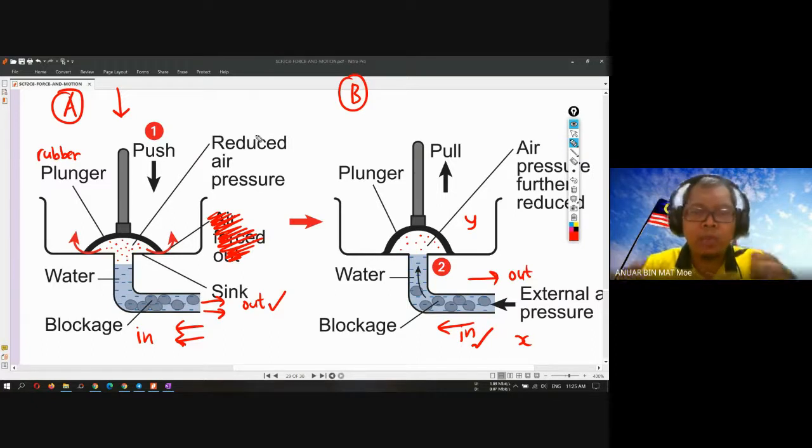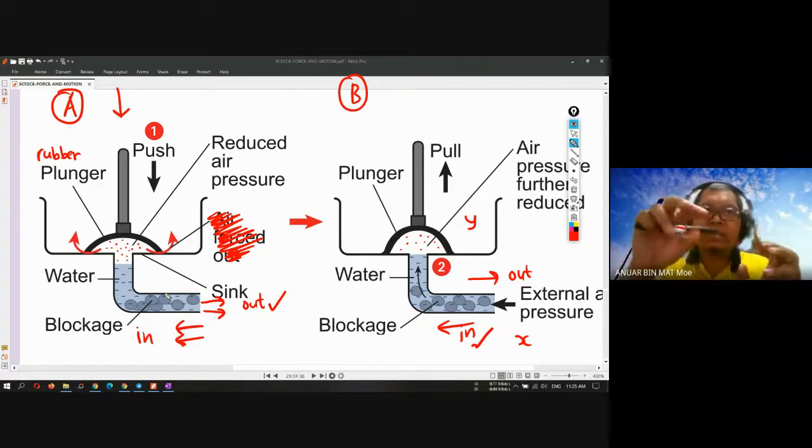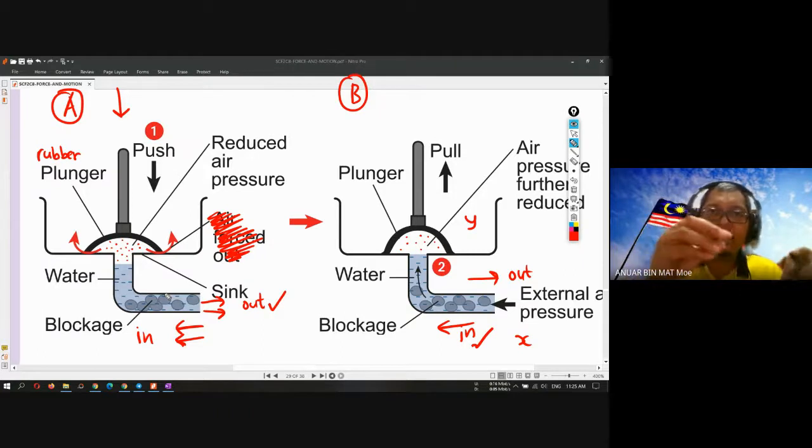If you use both actions, push and pull, push and pull the plunger, what happens to the blockage here? The blockage will go in and out until it is unclogged. Then it will move away from the blockage. Can you understand this, boleh faham tak ini?